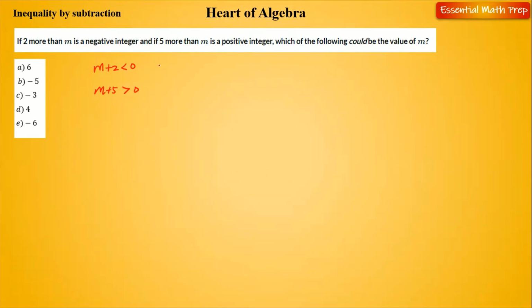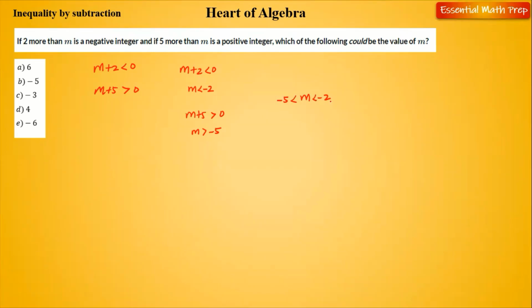Let's take the m plus 2 expression, which is less than 0. We have to clean up so that there's nothing around the m. So if you add negative 2 on both sides, m is less than negative 2. Similarly, m plus 5 is greater than 0. If you add negative 5 on both sides, m is greater than negative 5. What this means is m is less than negative 2 and greater than negative 5.